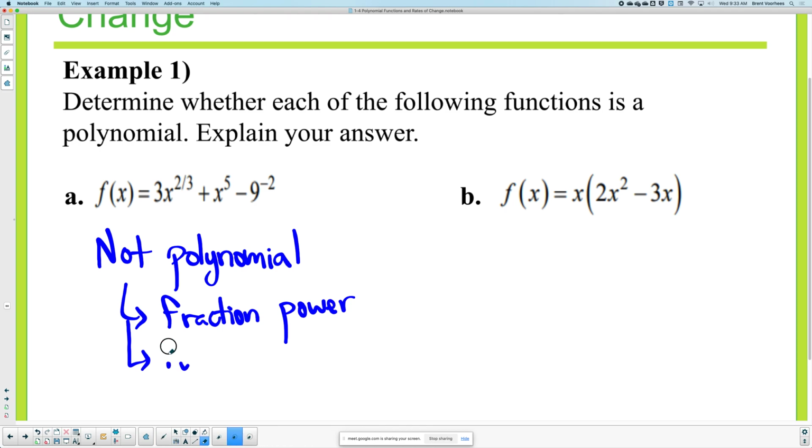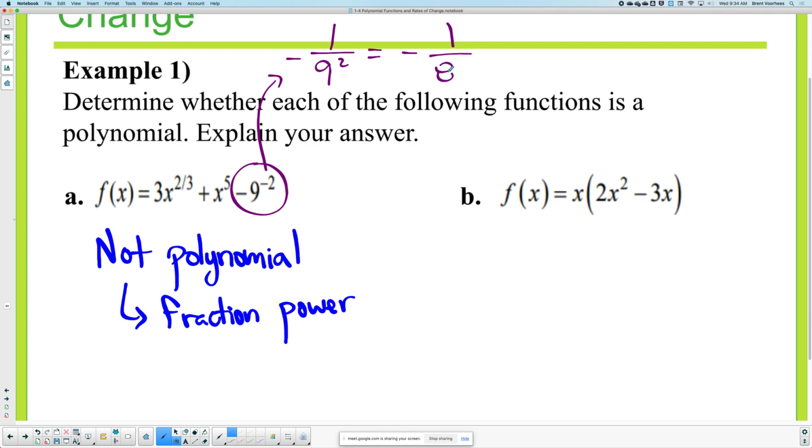Actually, it's not because of the negative power. Why are we okay with that negative power? What a negative power means is you move it to the denominator. So this value right here is actually the same thing as 1 over 9 squared. The negative 2 power is connected to 9, so the 9 moves with it, and you replace with the 1 up top because there's nothing else left over. What is 9 squared? 81. So this would be the same thing as minus 1 over 81. That would be fine. You could have that as a y-intercept, a constant, but the 2/3 power is what makes it not polynomial. All right, let's move on to B.